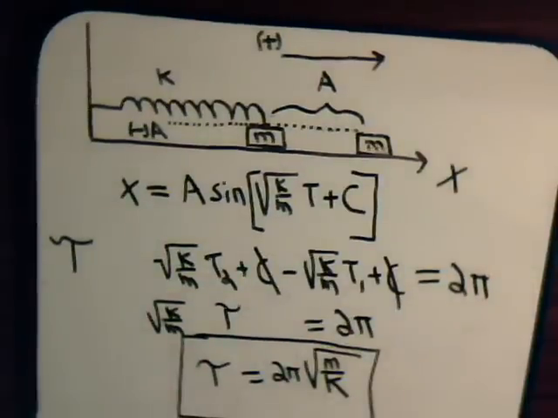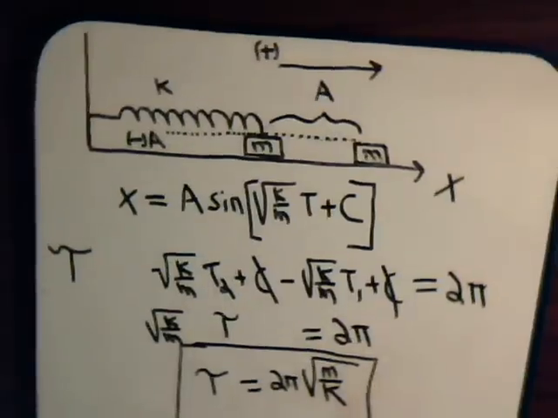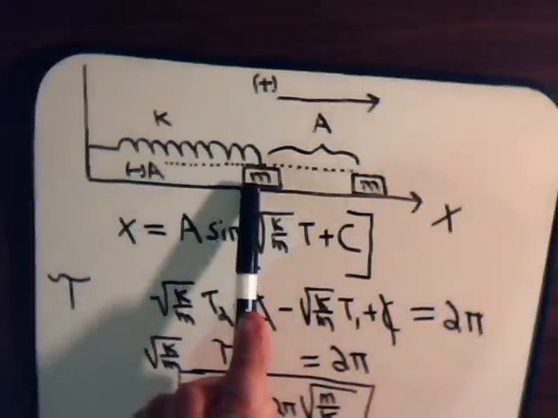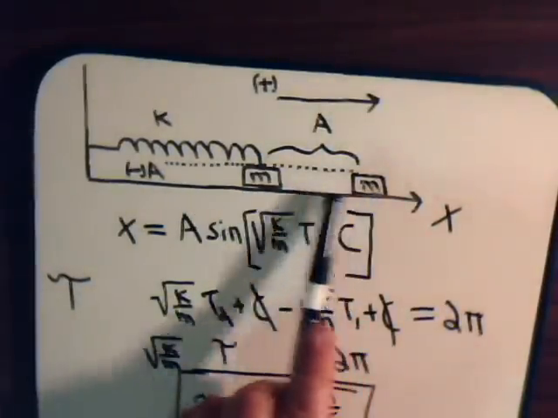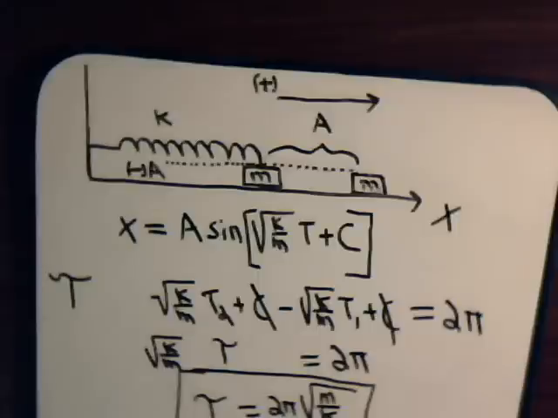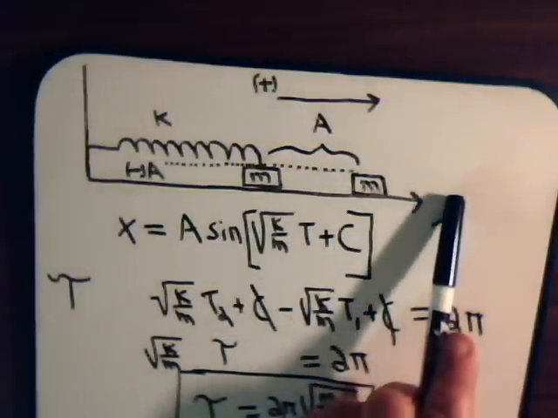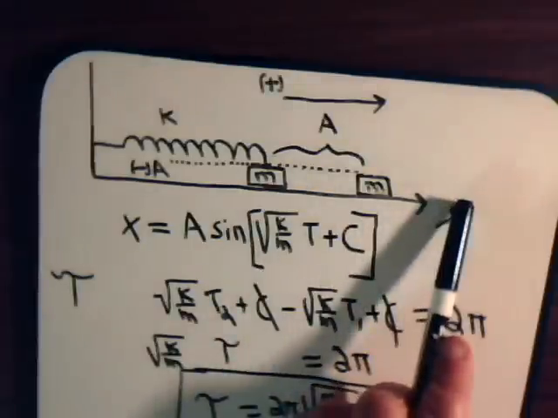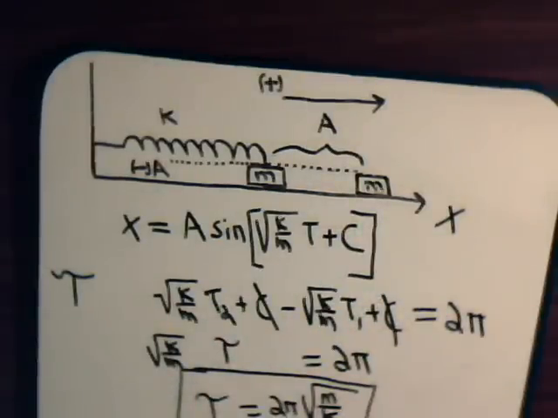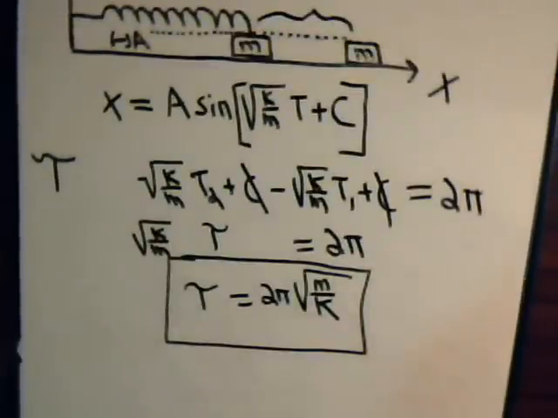Notice that it does not depend on the amplitude. So whether we pull the block out, say at distance a, and let it go back and forth like this, or we pull it all the way out to here and let it go back a further distance, the amount of time it takes to do it for either case is the same. It's completely independent of the amplitude. It depends only on the mass of the block and the spring constant.